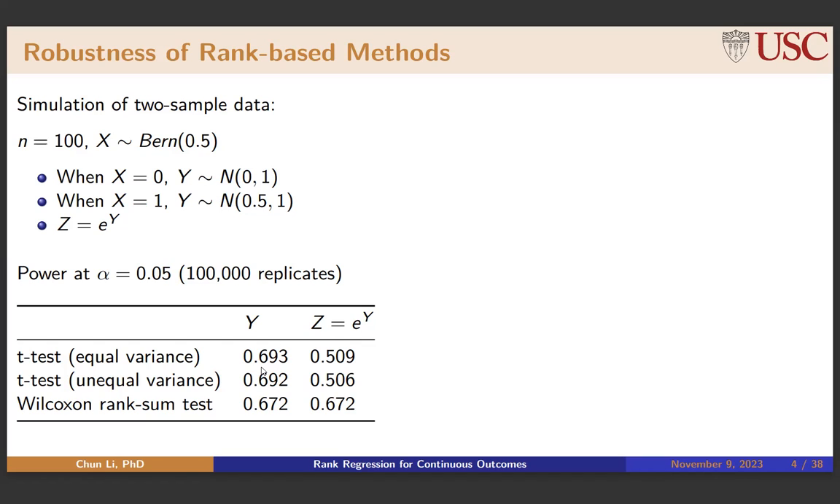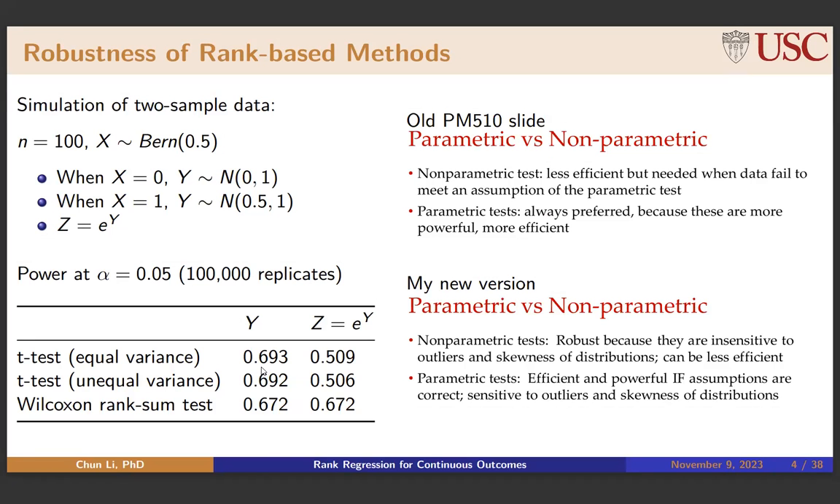I felt that the rank-based test is just something that's out there. You may want to do it, but linear regression and the t-test are always better. This kind of thing is quite prevalent. For example, I taught 510 in the summer, and I got slides from previous instructors. This is one slide comparing parametric versus nonparametric. About parametric, it states that it's always preferred because these methods are more powerful and more efficient. If it's always preferred, why do we bother teaching nonparametrics?